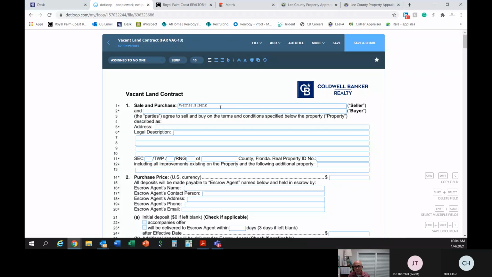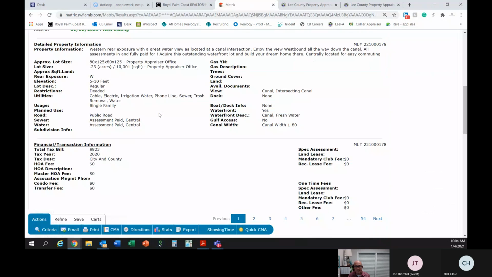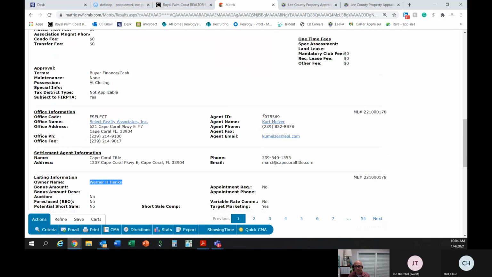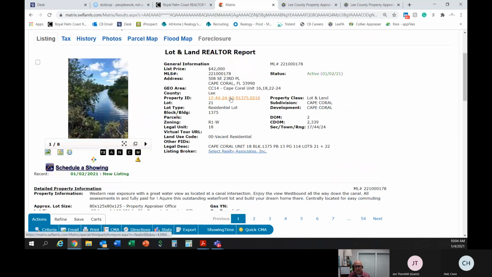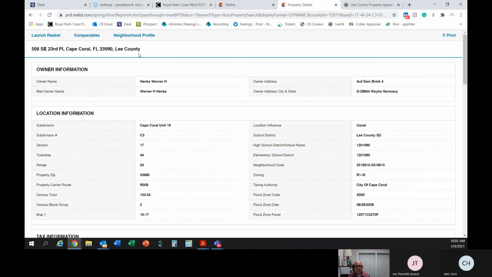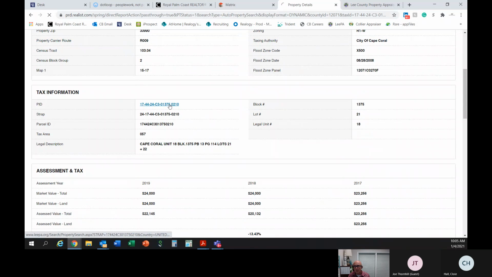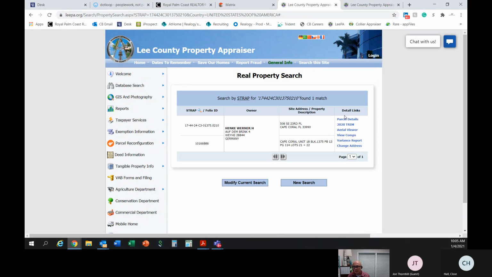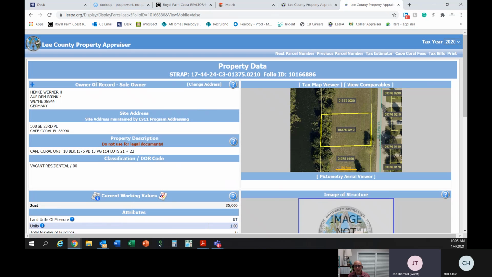So first things first, you start with the seller. On the MLS, it's found at the bottom of the listing, owner name under listing information. I also like to click on the link, verify public record. So this opens it up into Realist, but I also like to launch LIPA. So I click on the link, go ahead, hit enter, pull up the parcel details.